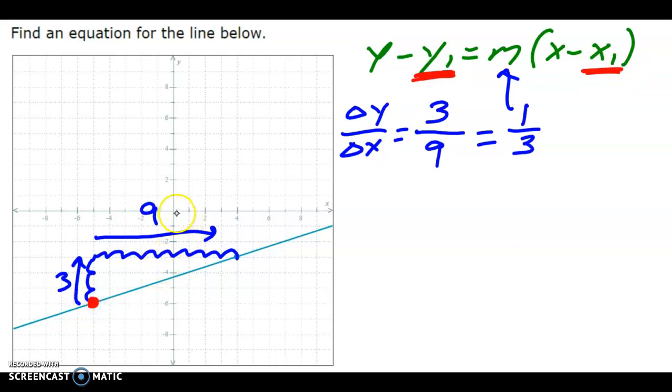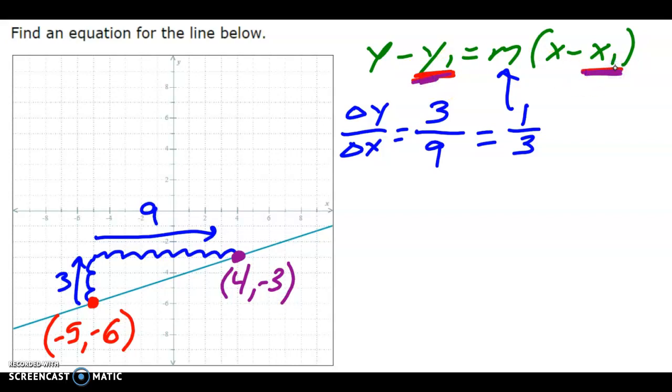You have a point right here, which is at -5 on the x-axis, -6 on the y. So that's -5, -6. And then your other point is over here at 4 on the x, -3 on the y. So 4, -3 is that ordered pair. You can use either point to plug in for this y1, x1.